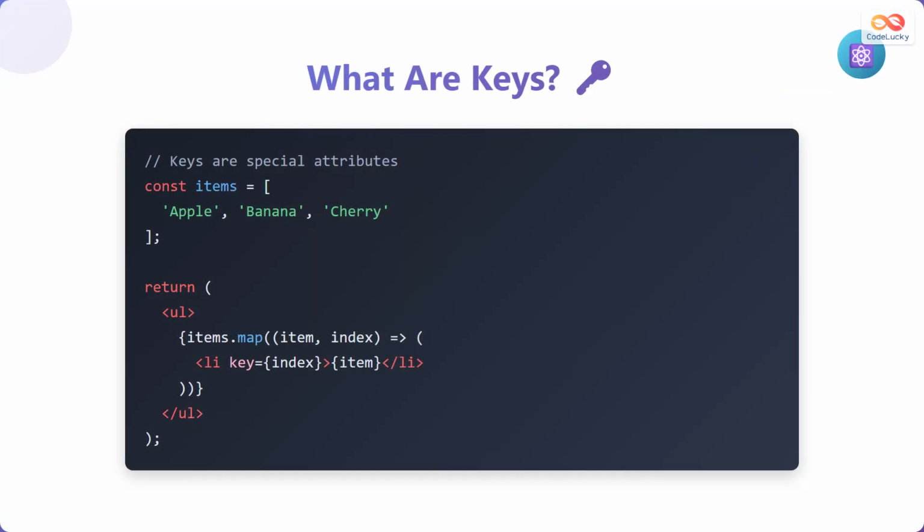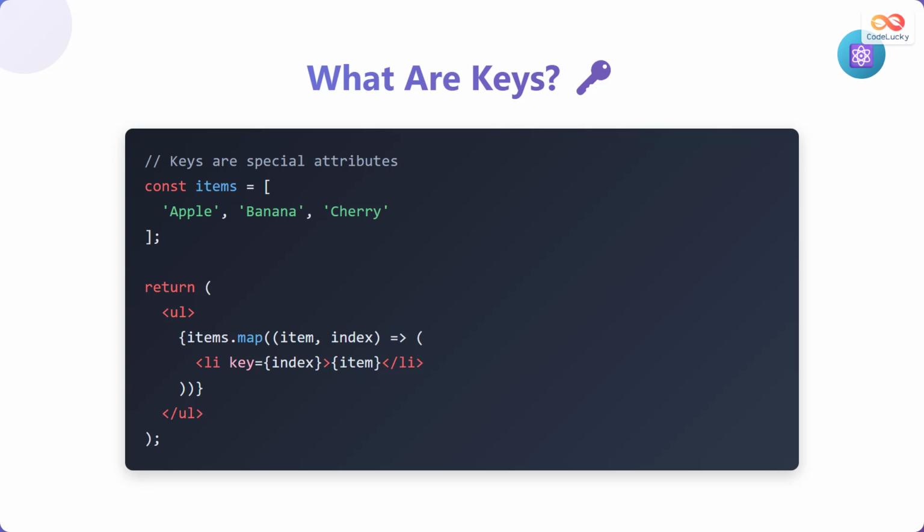So, what exactly are keys in React? Keys are special attributes you need to include when creating lists of elements. In this code snippet, you can see an example of how keys are used. We have an array called items containing a list of fruits. Then we are using a list element.